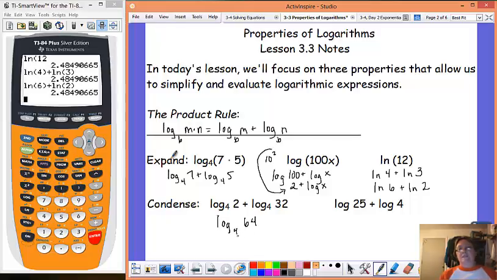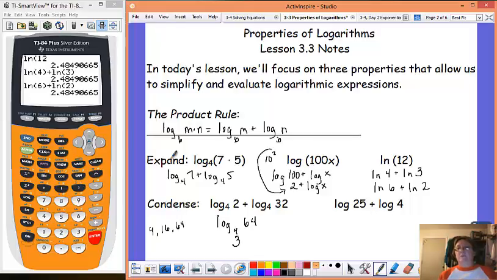And folks, that can be simplified because 64 is a power of 4. In fact, what is the exponent that we would have to raise 4 to get 64? Well, 4 to the first is 4. 4 squared is 16. 4 to the third is the power that we need, so that becomes plain old 3. Let's try that again. Here we have the common log, base 10, of 25 plus log base 10 of 4.